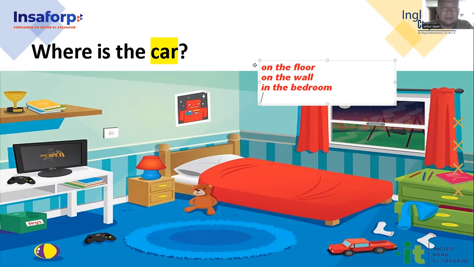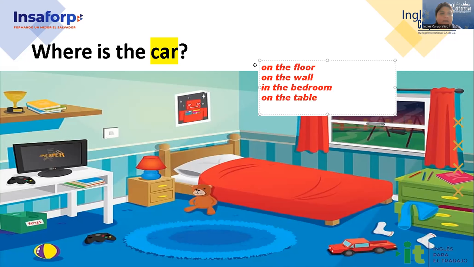The table. It's on the table. On the table. How about, let's see, the teddy bear? On the floor. On the floor. Okay, on the floor. Can you tell me about, let's see, okay, how about the books? Where are the books? On the shelf. On the shelf.